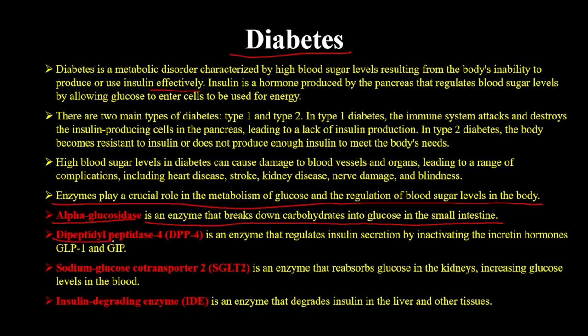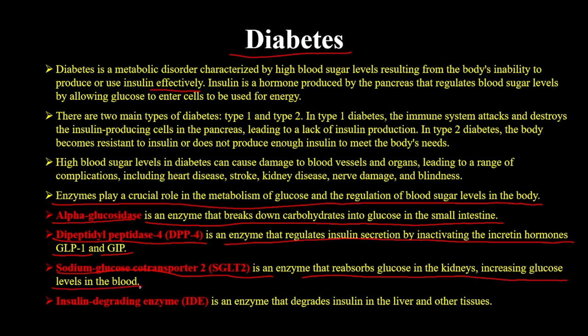Then we have dipeptidyl peptidase, an enzyme that regulates insulin secretion by inactivating the incretin hormones like GLP-1 and GIP. Then we have sodium glucose co-transporters, which reabsorb glucose in the kidney, increasing the glucose level in the blood. And then we also have the insulin degrading enzyme, which degrades insulin in the liver and other tissues. So these are the four enzymes that play a very crucial role in regulating the blood glucose level. If you want to develop a drug, you can modulate their activities, and as a result you can control the blood glucose level.